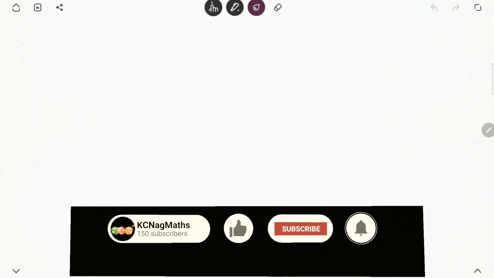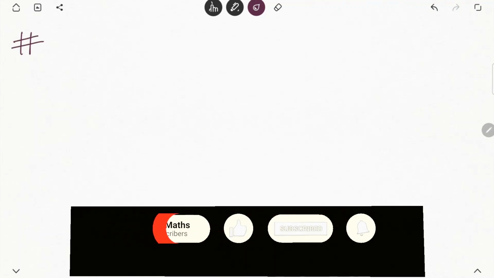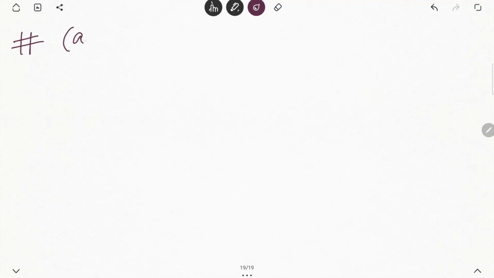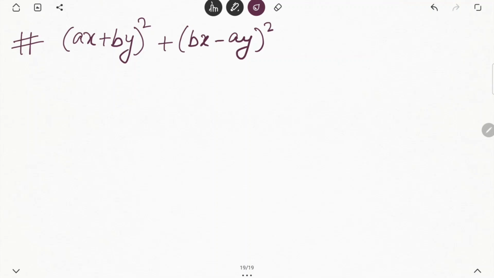Now let us come to a few typical examples. Okay, so here what we have, see, (ax + by)² + (bx - ay)². Okay, so here again you can see that there is nothing common among the two terms. So we have only one option, that is to open up the brackets.